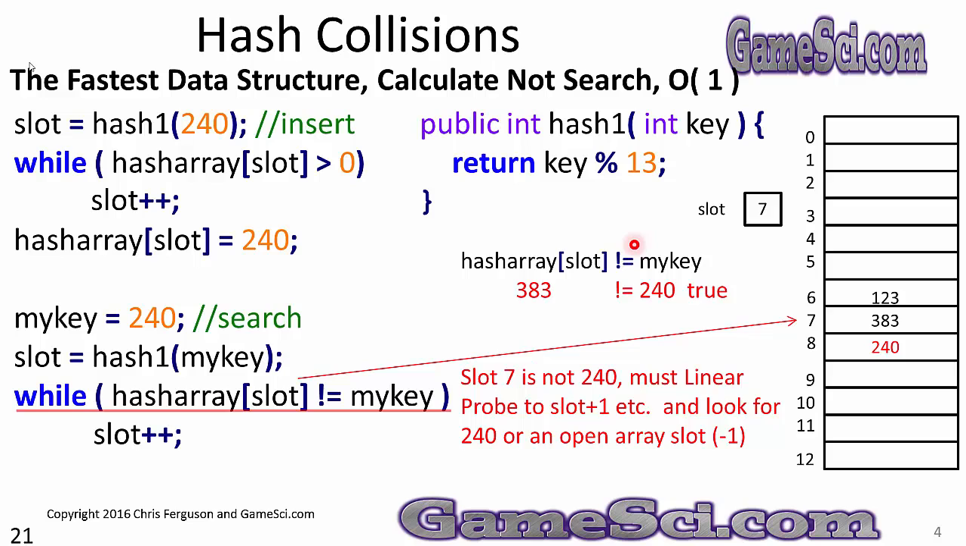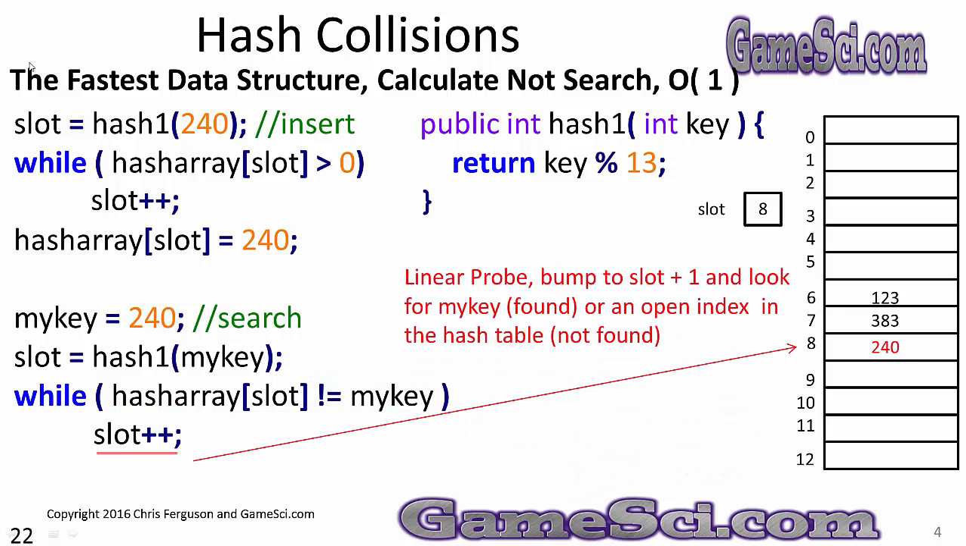Hash array of slot does not equal my key. Slot 7, 383, does not match what we're looking for, 240. That is a true statement. Slot 7 is not 240. We must linear probe to slot plus 1, etc., and look for 240 or an open array slot of -1. Here's our linear probe. We'll bump to slot plus 1 and look for my key, which means we found it. Or if we reach an open index in the hash table, it means our data is not found.